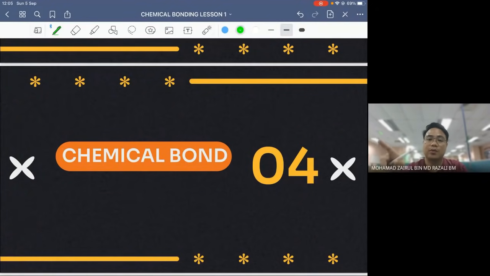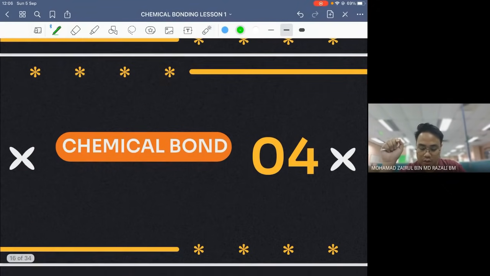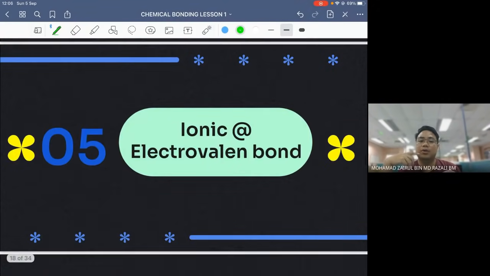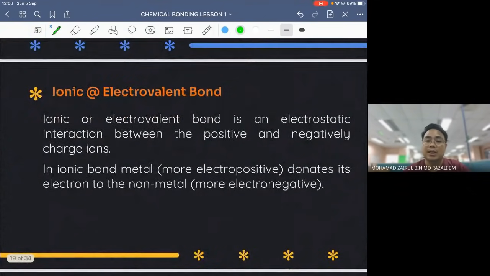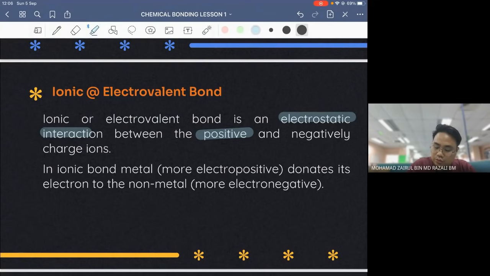So we're going to start with the simplest one, which is the ionic bond. Okay, so ionic sometimes we call it as a electrovalent bond. Okay, ionic or electrovalent bond is basically an electrostatic interaction between the positive and also the negatively charged ion. Dia hanyalah electrostatic interaction.